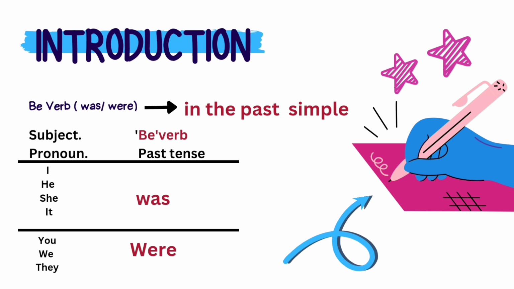In this video, I will talk about the be verb in the past simple tense. The be verb in the past simple tense can be used to describe a past general state. We use the be verbs was and were in this tense. Take a look at the examples.